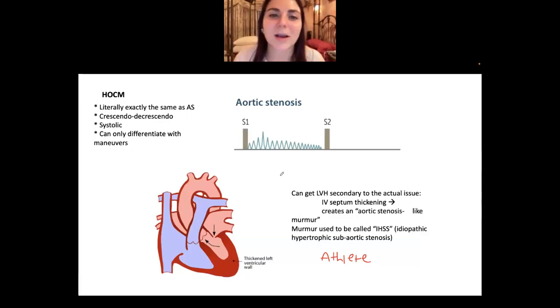So like I said, for HOCM, I even put the graph for aortic stenosis. It is literally exactly the same as aortic stenosis: a crescendo-decrescendo murmur. It's a systolic murmur. You can only tell the difference with maneuvers.